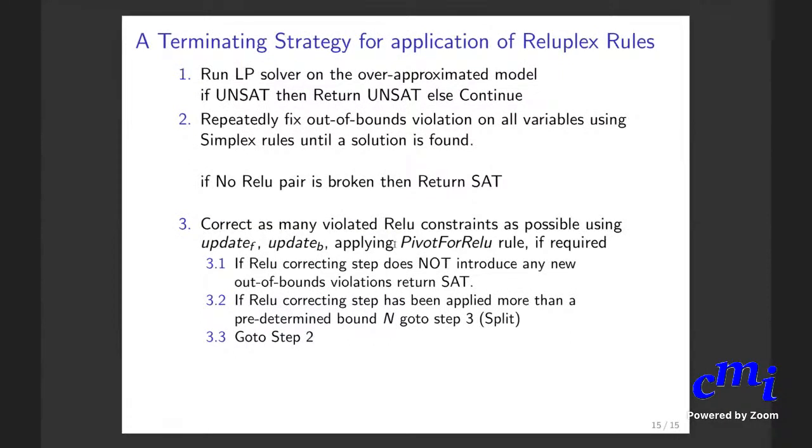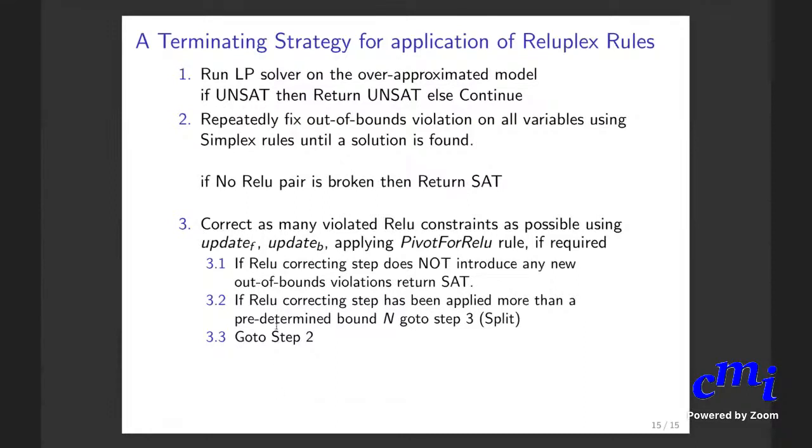Now, if you can fix all the ReLU constraints without actually introducing any outer bounds violation on any of the variables, then that is the fixing step. If you're able to fix all the ReLUs, then you're happy. You can return SAT. Otherwise, you go to step 2.